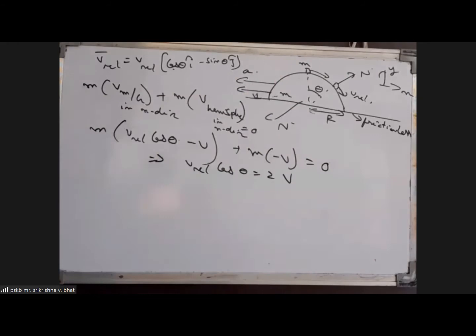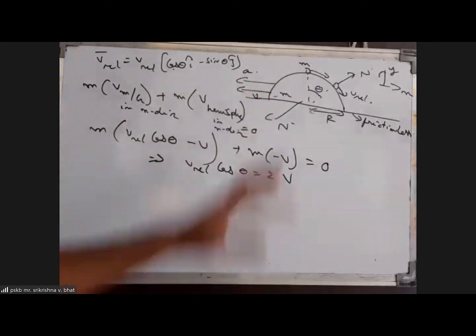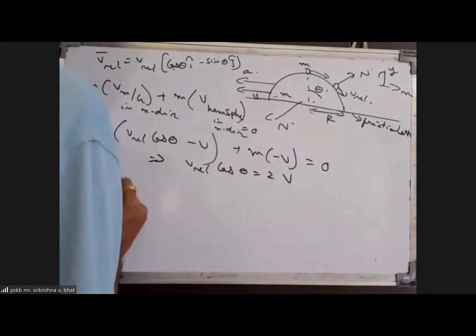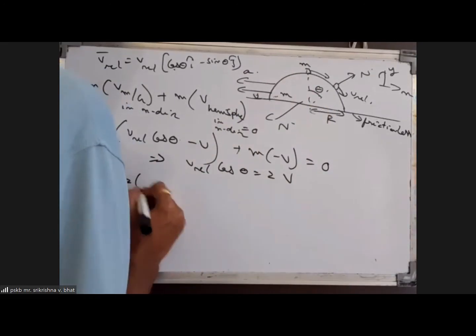Next, we can also use energy conservation. By the time the mass moves to this position, the work done by gravity will be mg r into 1 minus cos theta.